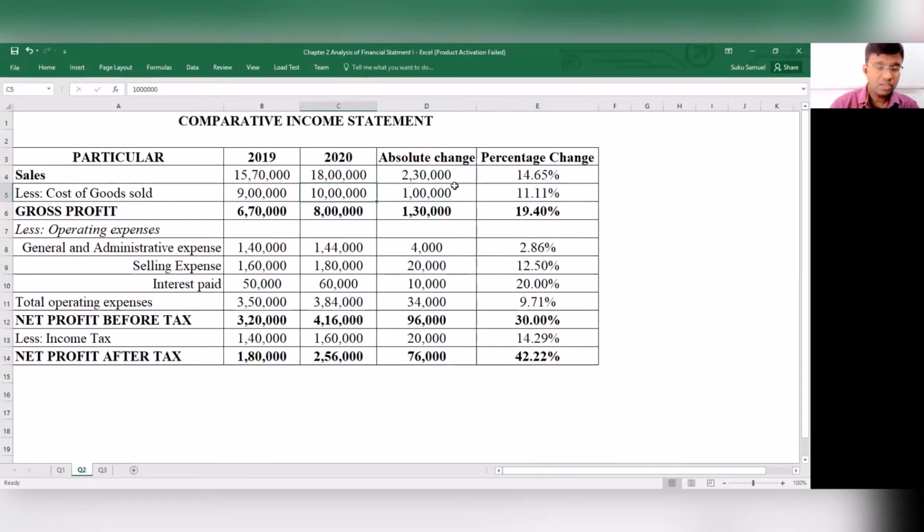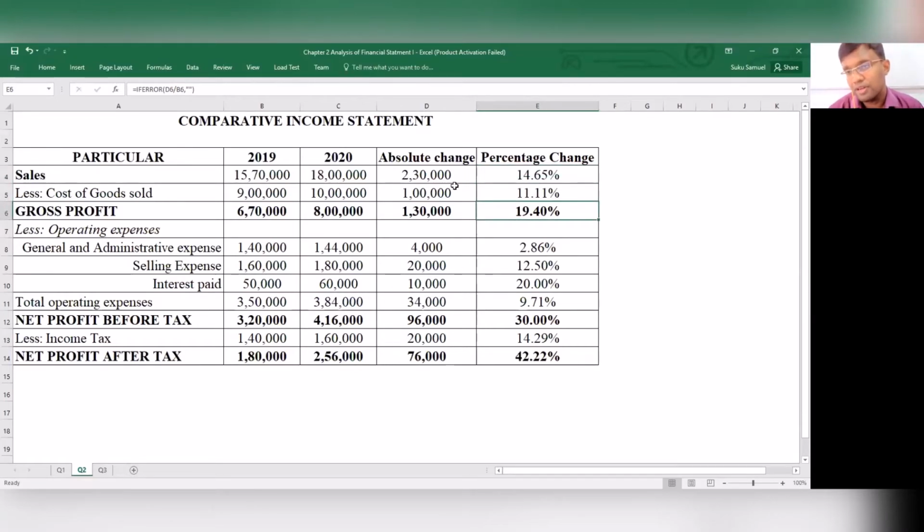Now, next, let's look at cost of goods sold. Cost of goods sold works out to be 11.11%. Now, what is the significance of cost of goods sold? Cost of goods sold is the direct expenses which are involved. If you notice, your sales has gone up by approximately 14.65%. However, cost of goods sold has gone up by 11.11%. So it is not a proportional increase. This is one point that you could note.